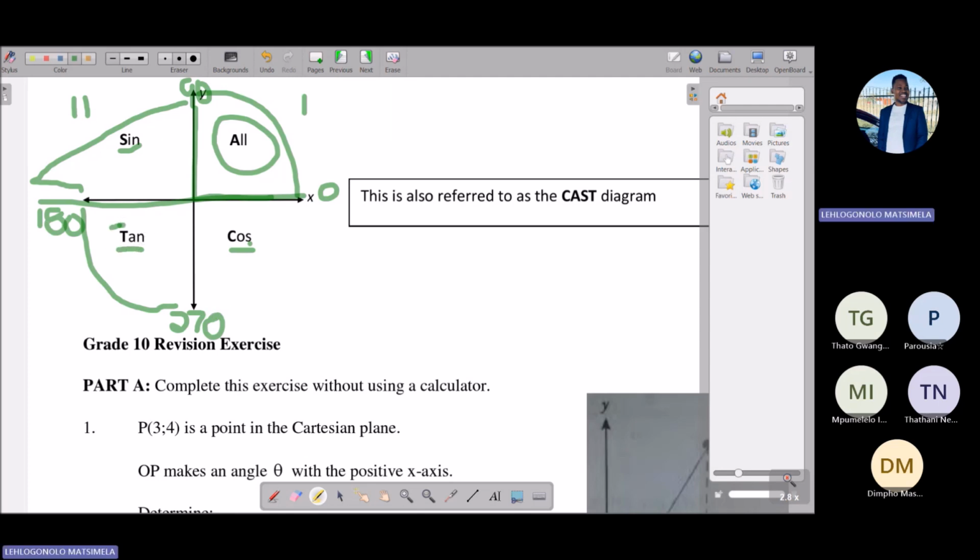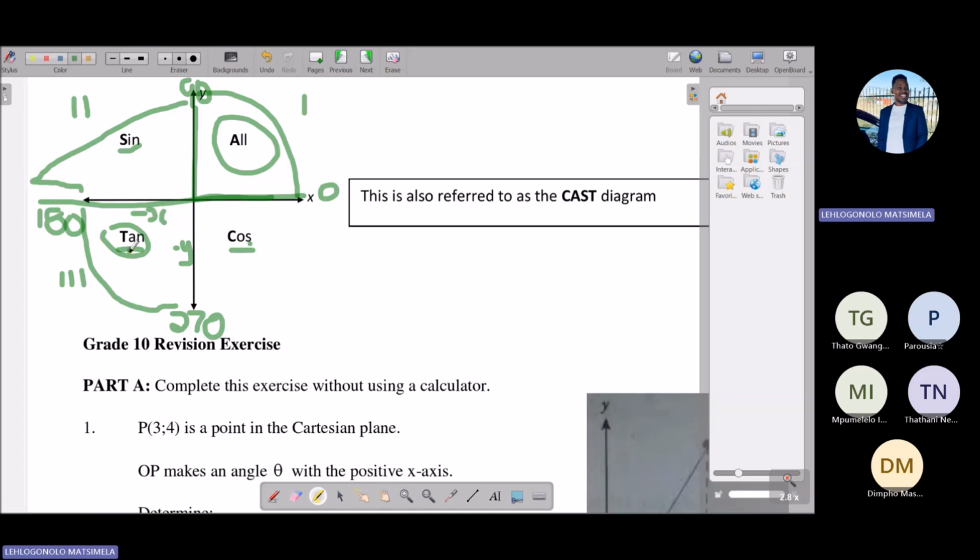Tan on the quadrant. Which quadrant is this one? Quadrant number 3. On this side tan is positive. How do we know that tan is positive on this side? Remember, the x value here is negative, and the y value here is negative. So it's on the negative side. Tan is equal to y over x, which is negative y divided by negative x, and negative divided by negative gives a positive number.